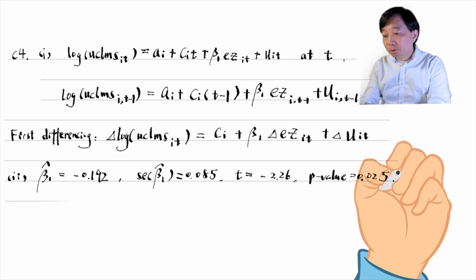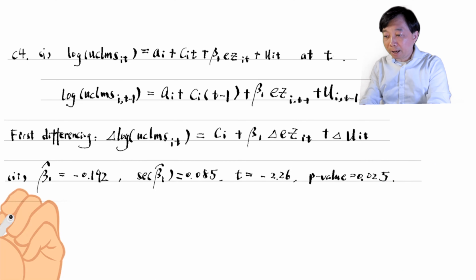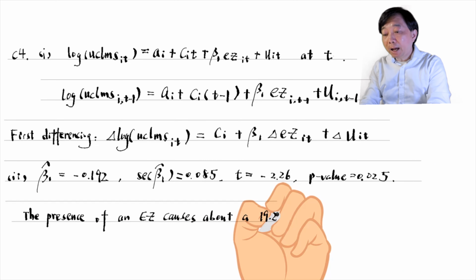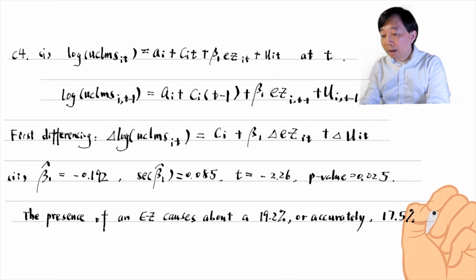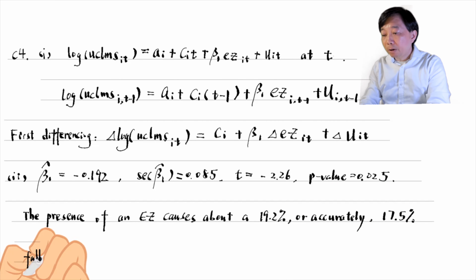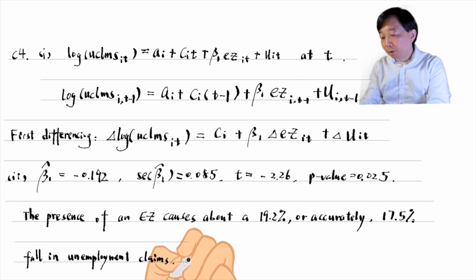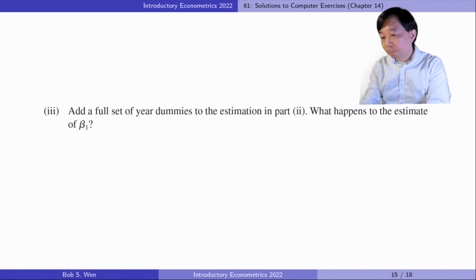The enterprise zone effect on unemployment claims is economically large and statistically significant. The presence of an enterprise zone causes about a 19.2, or more accurately 17.5%, fall in unemployment claims. We have done part 3.